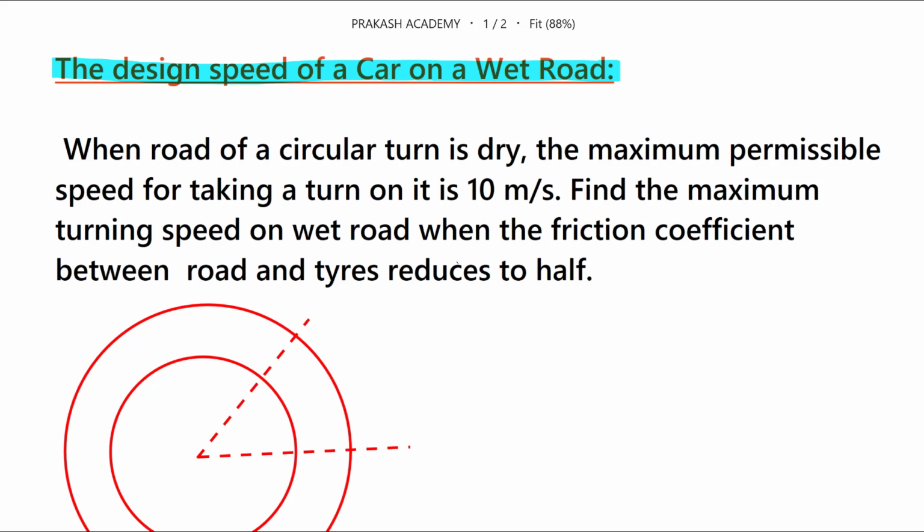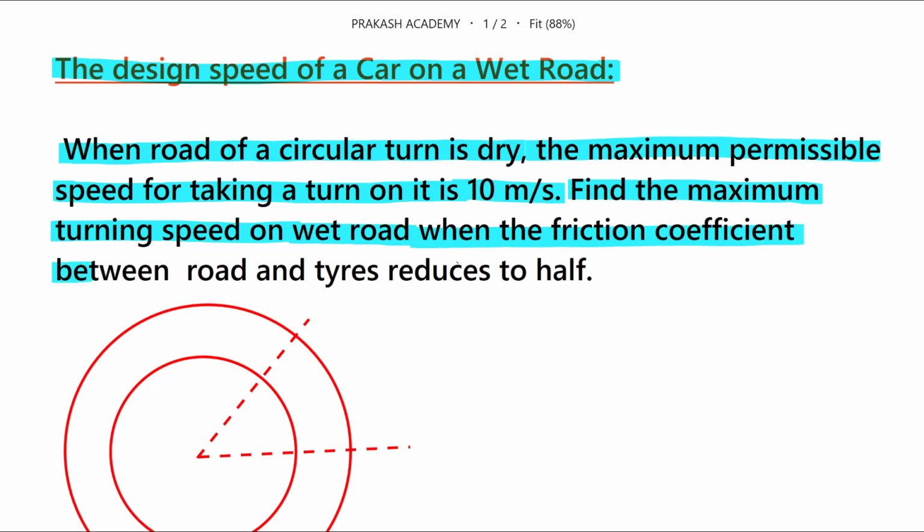It says when the road of a circular turn is dry, the maximum permissible speed for taking a turn on it is 10 meter per second. Find the maximum turning speed on wet road when the friction coefficient between road and tires reduces to half.